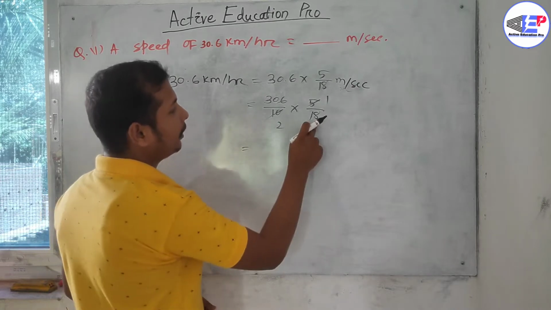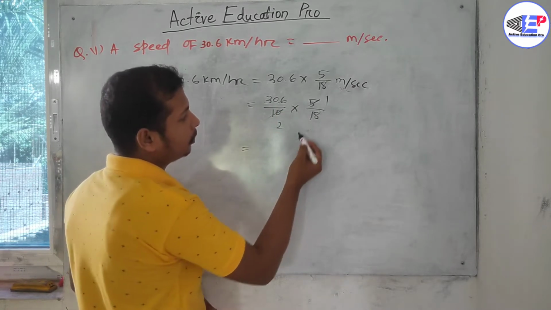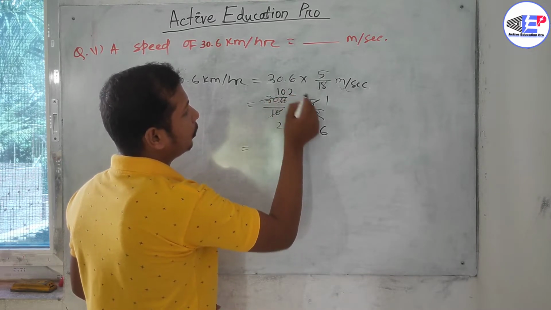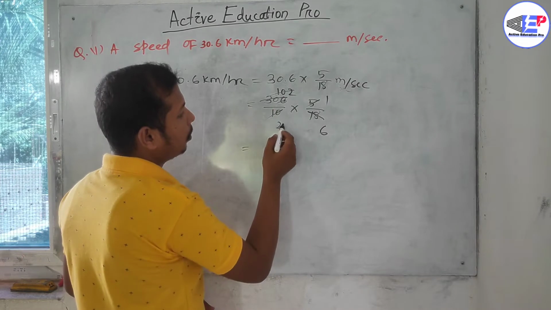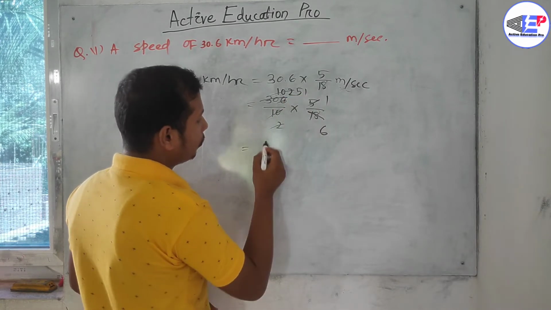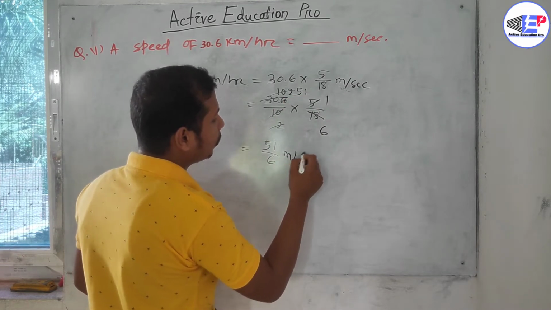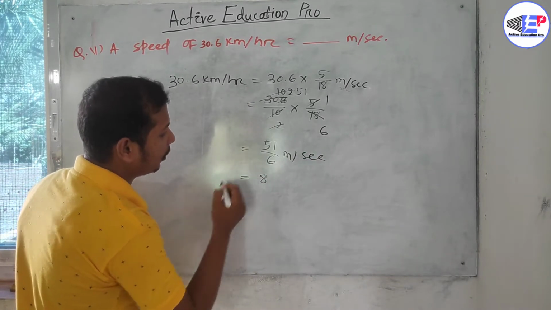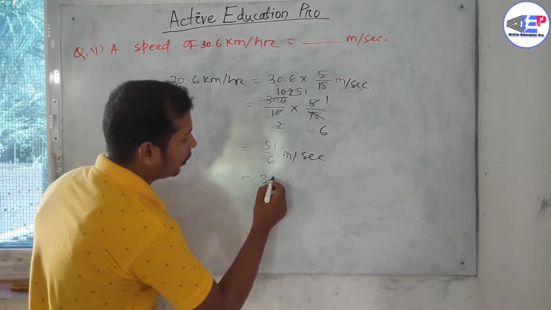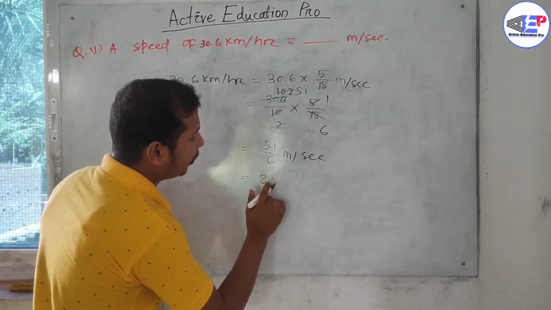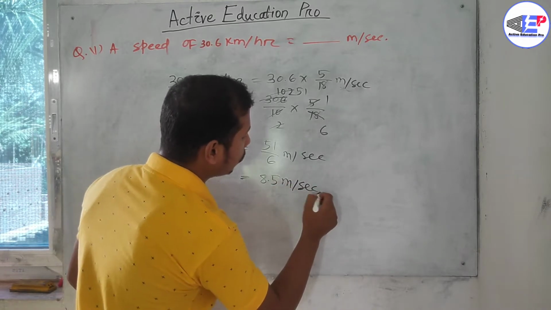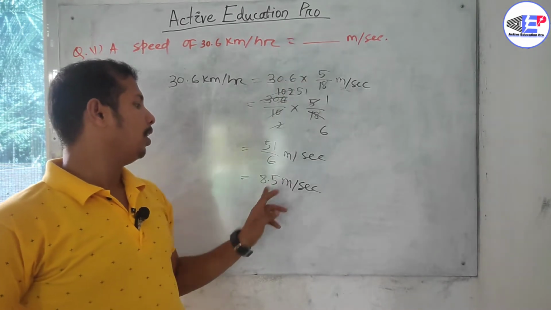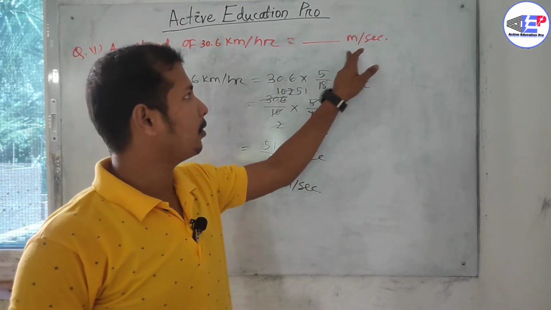Now we can divide 18 and 306 with 3. So it will give 6 here and 102 here. We can also divide 102 and 2 by 2, so it will give 51. So it will become 51 by 6 meter per second. So by dividing it will give 6 8 is 48, 8.5 meter per second. So the speed of 30.6 km per hour will be equal to 8.5 meter per second in meter per second unit.